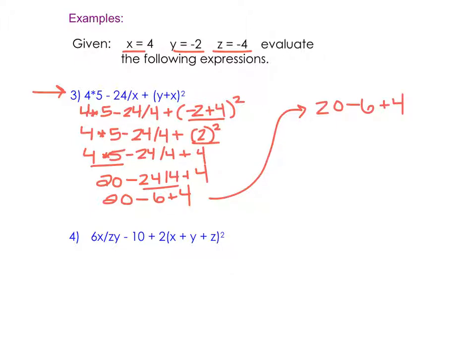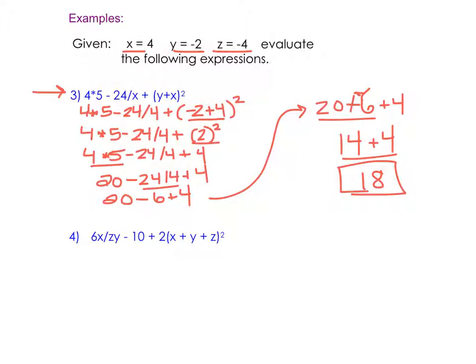Then from here, I'm going to rewrite all of my subtractions as keep, change, change. So this is really plus a negative 6. Then I'm going to do 20 plus negative 6, which is 14. And then add it with 4, which is 18. So if I substitute in my values and then evaluate the expression, I find that the expression is equal to 18.